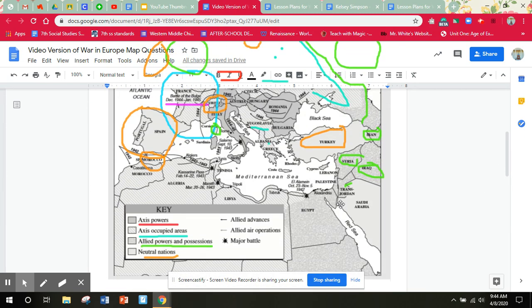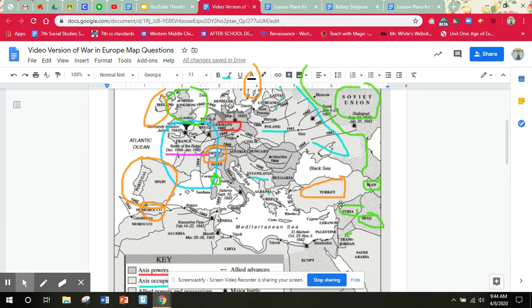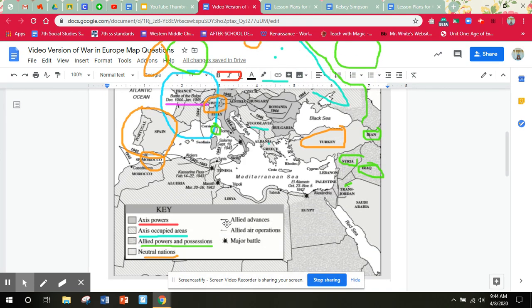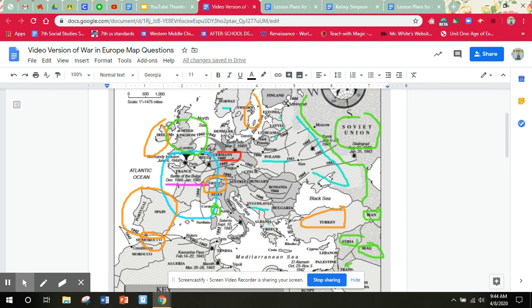Then we're going to scroll back up, and I do want to mention a couple of things from the key here. Your Allied advances are the darker line. Allied air operations are the lighter line. That means anything that happened in the air, so planes. And then the little explosion is major battles. Whenever the questions ask you for major battles, you are looking for these little explosions that you see.